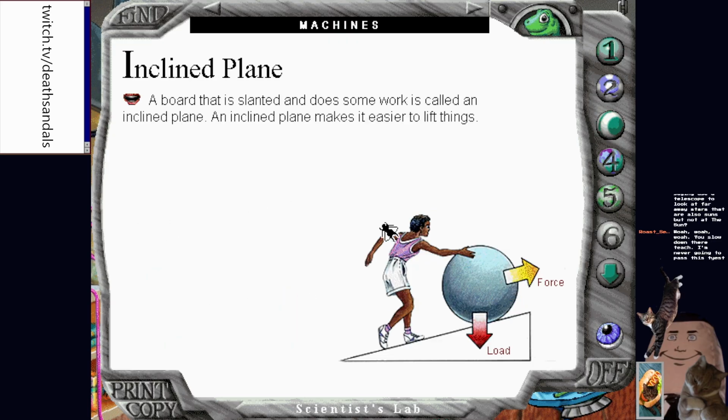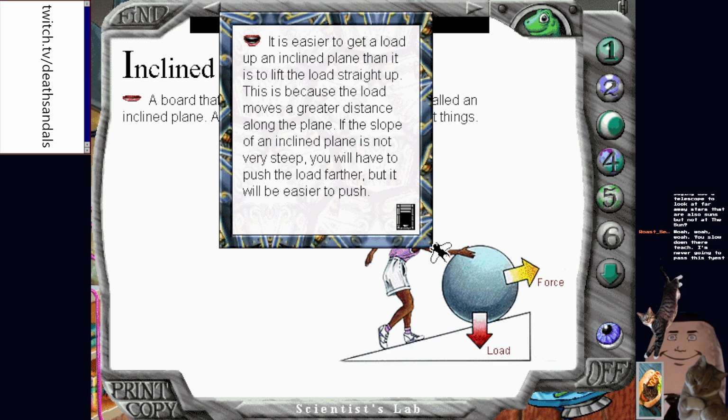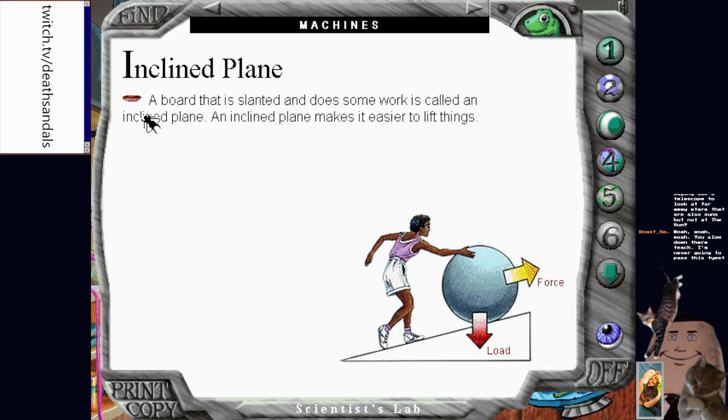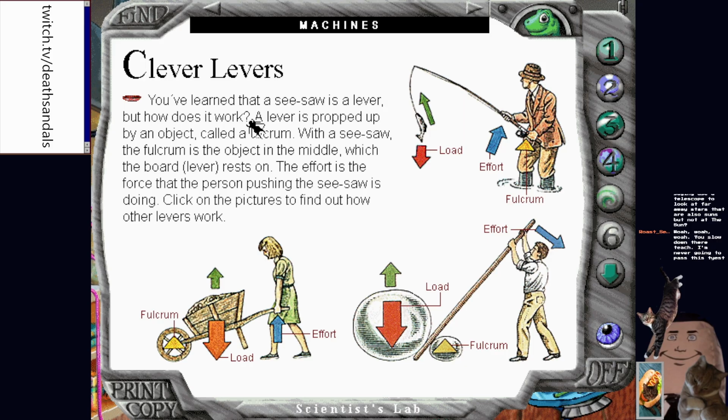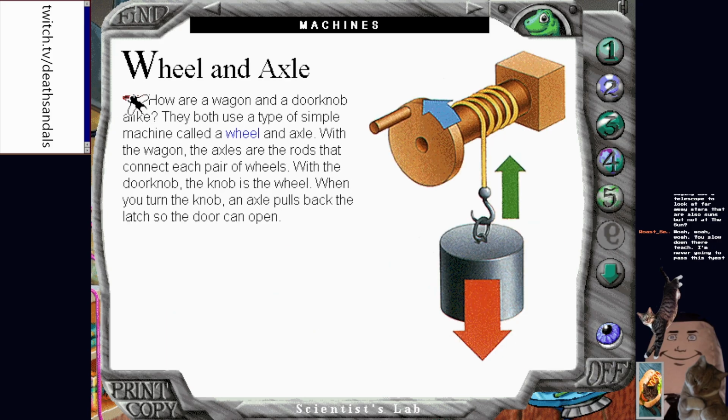Yeah, it's just inclined plane. It's all stuff I know, isn't it? It is really easier to get a load of wedges and screws. Yep, axes, screws, blah blah. Clever levers. Clever levers, yep. Fulcrum, fishing pole. Wheel and axle. Ah, dear.